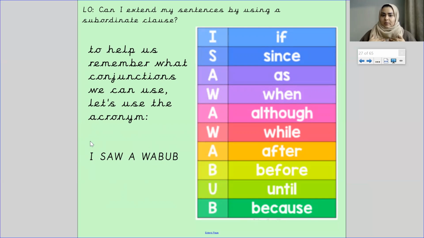I saw a wobbub. I saw a wobbub. Fantastic. If you can just pause the screen here and discuss with your adult or your sibling or with your teddy what the subordinate clause conjunctions are. And then when you are ready, come back to my video.